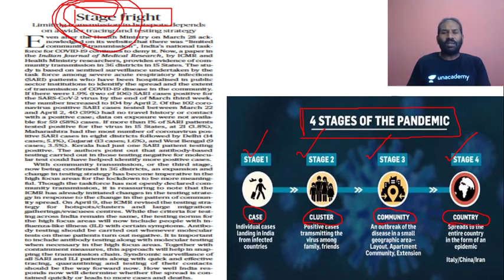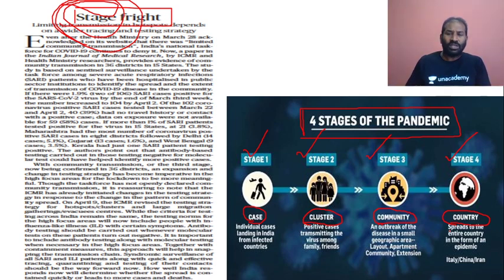When we are talking about the pandemic and the spread of the virus, we keep saying the infections are increasing. But as a civil servant aspirant, you also need a better understanding of how the UPSC might pose a question in prelims 2020 from science and technology. So stage 1 is an individual case, stage 2 is a cluster, that is a group of people or patients getting infected, stage 3 is almost a particular locality or community getting infected, and stage 4 is when it spreads across the country.